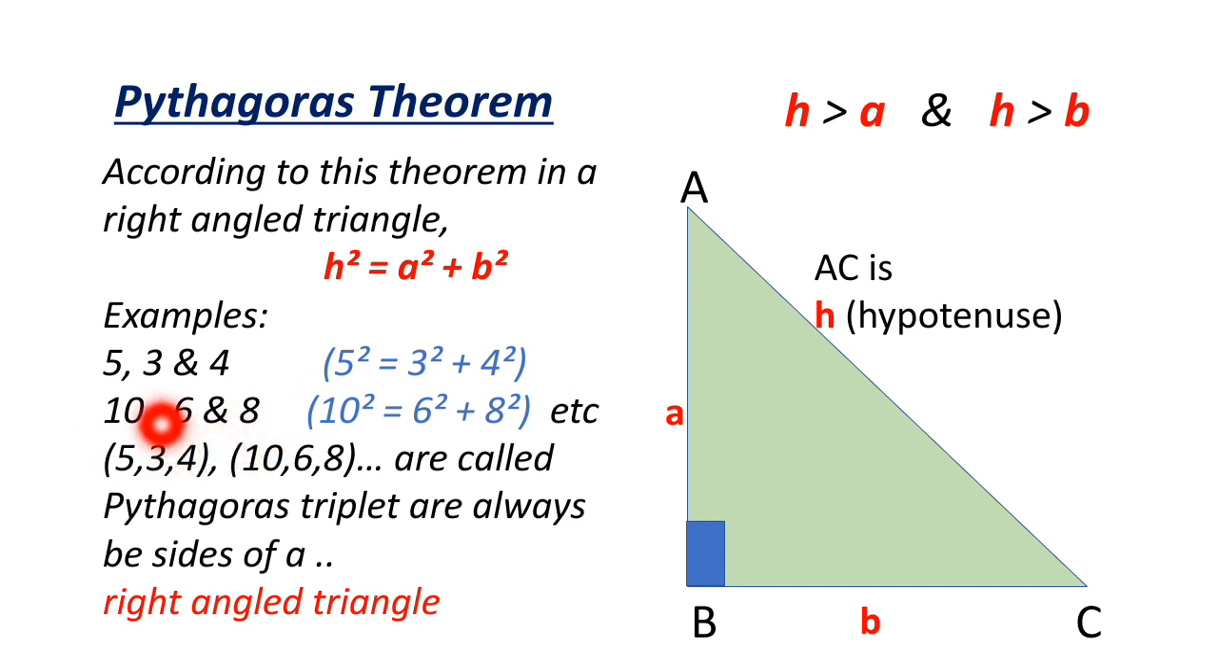So if a triangle has sides like 5, 3, 4 or 10, 6, 8, then it is said that those numbers are the Pythagoras triplet. And they are always the sides of a right angled triangle, remember that. See here, if we have sides like that and these sides satisfy this relation, then the sides must be the sides of a right angle triangle, as it is mentioned here at the last line.